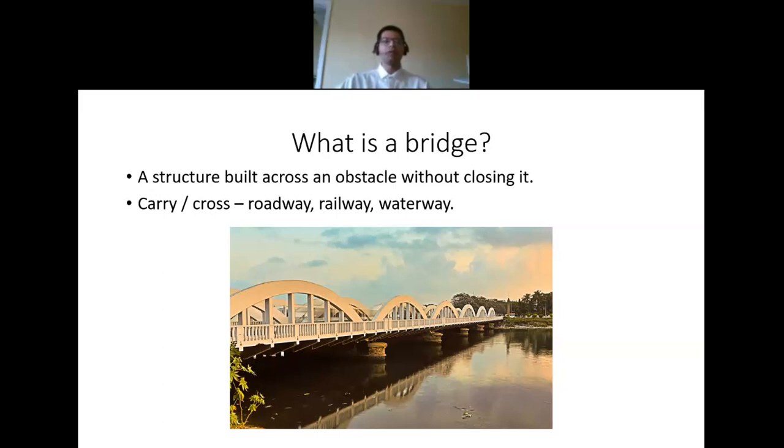So, what's a bridge? A bridge is essentially a structure that is built across an obstacle, but without closing it. This picture might be familiar to most of you. I'm sure you must have traveled on it several times. It's the Napier Bridge in Chennai that is built across the Cooum River. The most common types of bridges carry and cross either a roadway or a railway or a waterway. And in this picture, the bridge carries the road over water.